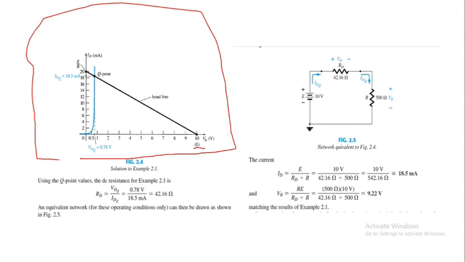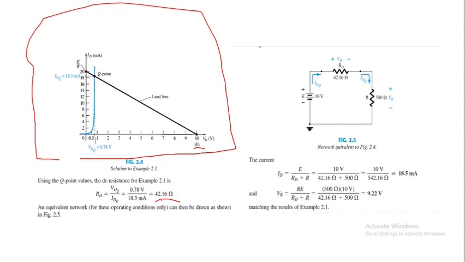The resistance of the diode, as you have seen when we discussed static or DC resistance, you can find by this equation, which is V by ID, or VDQ by IDQ, that is 0.78 by 18.5 milliampere. This will give you the resistance of the diode, that is 42.16 ohms.